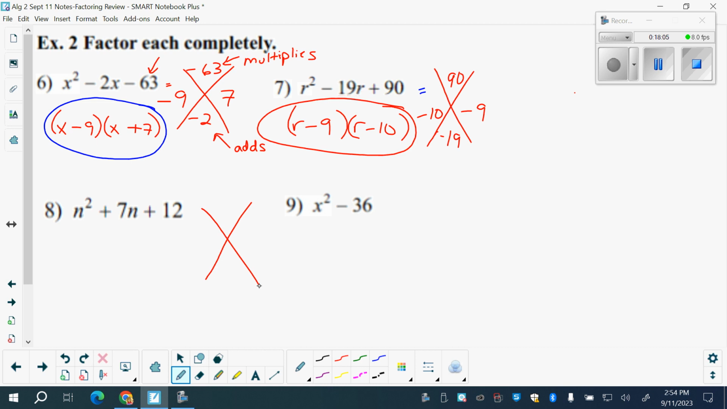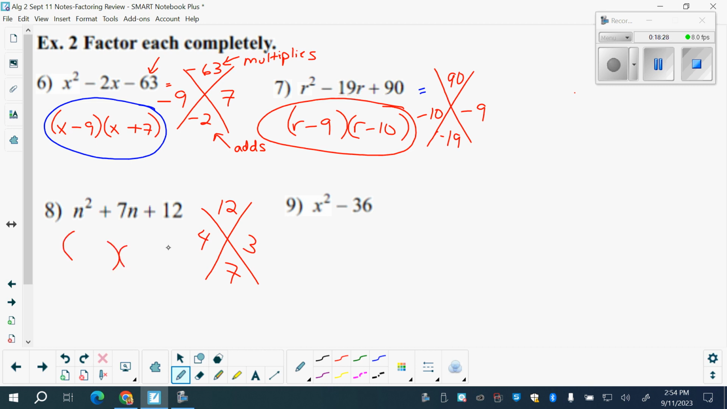Let's just go. What goes on the top and what goes on the bottom? What goes here? What goes here? 12 and 7. And so what numbers work there? Anybody? 4 and 3. The only numbers that work. When we do this, there's only 2 numbers that work.